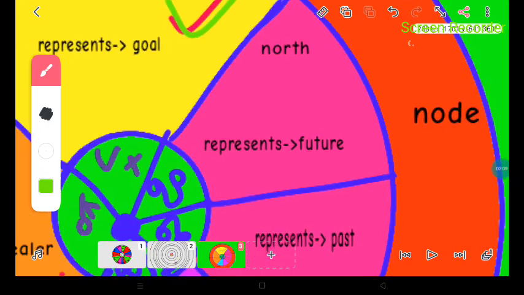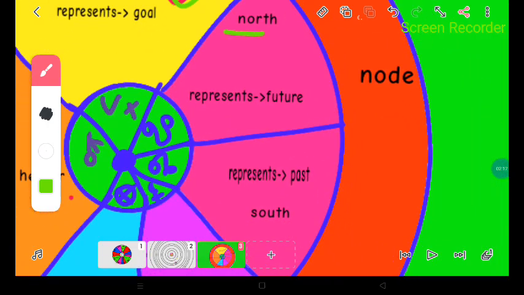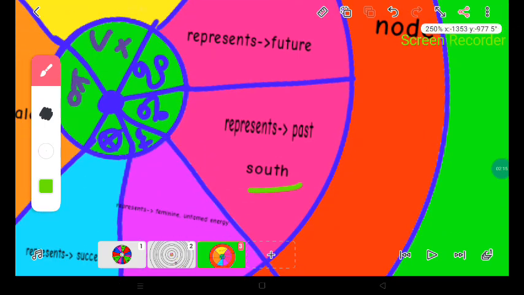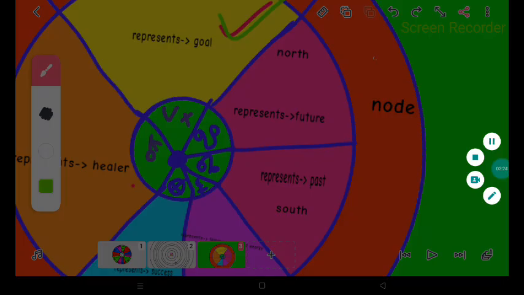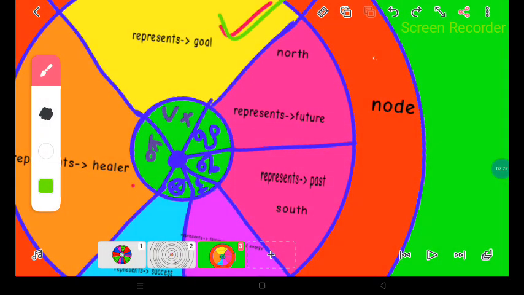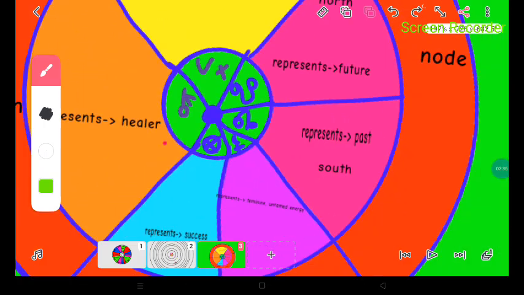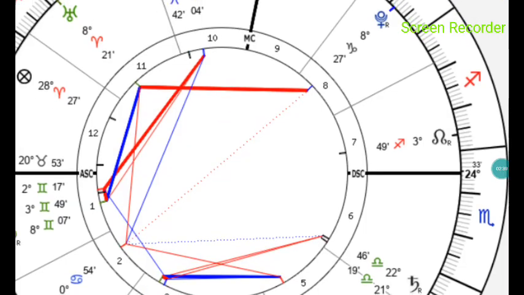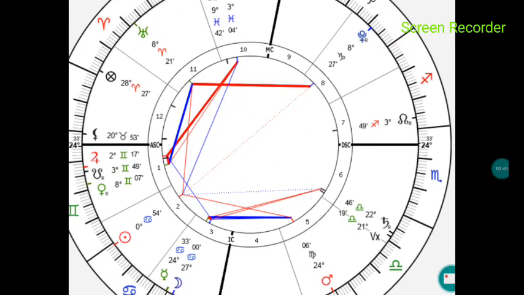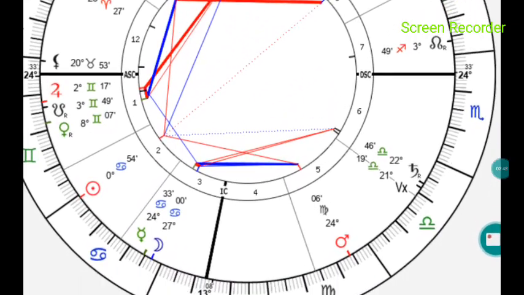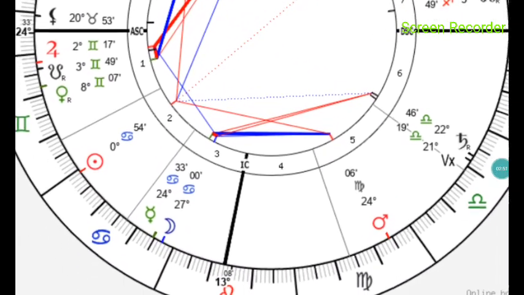Now nodes. The nodes are of two types, the north node and the south node. South node represents the past and the north node represents the future. The north node also represents success, and the south node also represents past damage and everything related to the past. So, for example, my south node is in Sagittarius, and my north node is in Gemini.